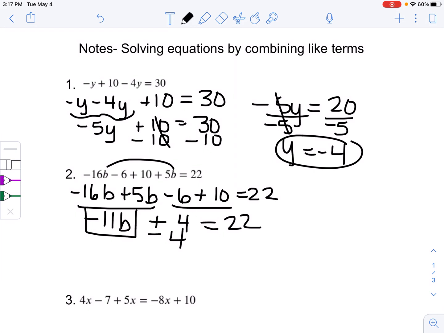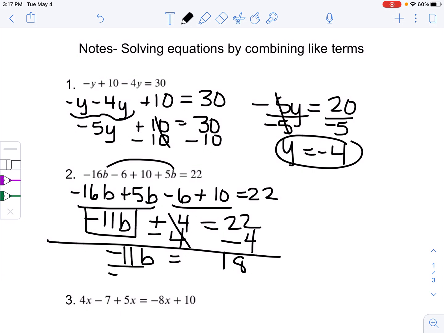I'm solving for b, so now I want to get rid of the 4, so it's plus 4, so I'm going to do minus 4 to both sides. 22 minus 4 is 18. And then I'm going to divide both sides by negative 11. And I'm just going to leave this as a fraction because it's not a whole number. So it's negative 18 elevenths.